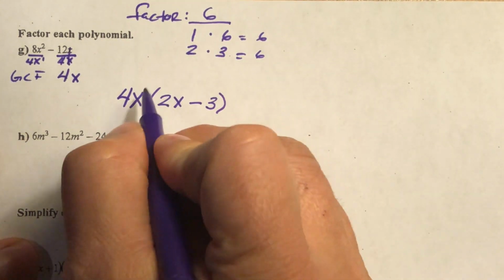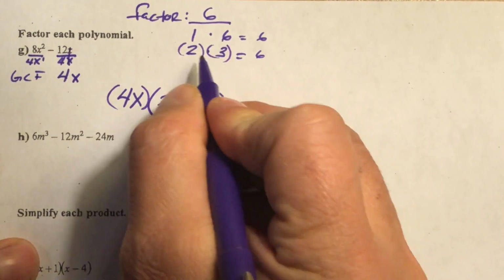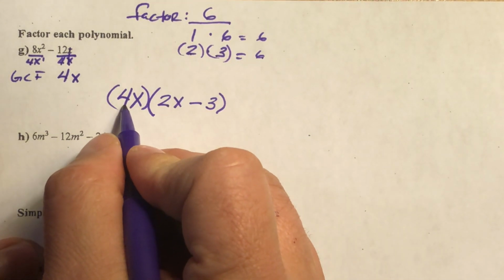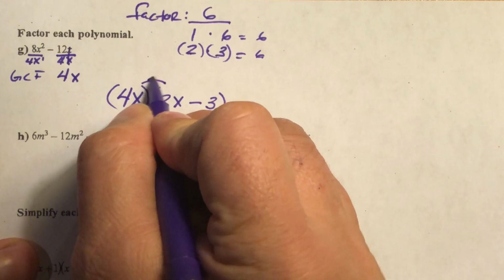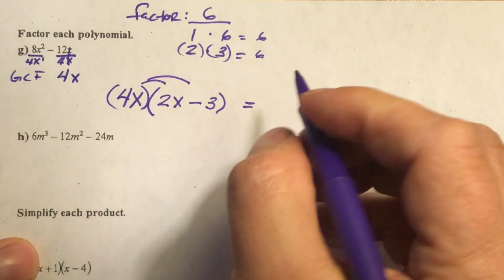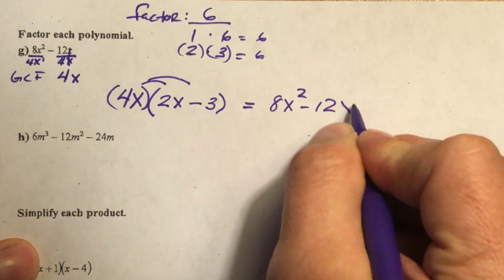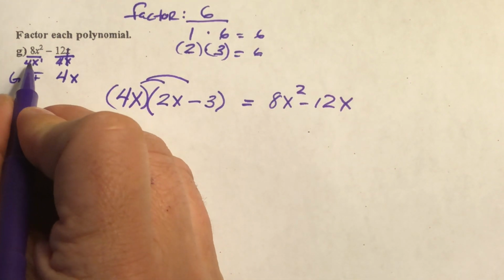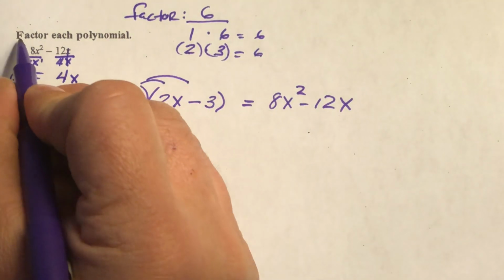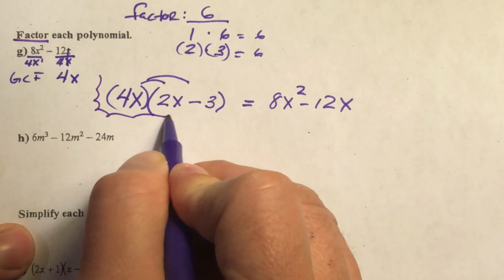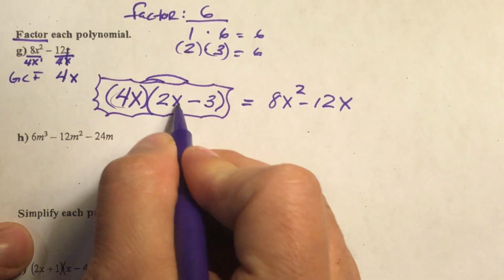Now, the way you want to double check this, this is the same thing as what we did up here. 2 times 3 is 6, 4x times 2x minus 3 is 8x squared minus 12x. So you can redistribute this like we did in the previous page, and you get 8x squared minus 12x, and that matches up with our original polynomial. So if I said factor, this is what we're looking for. Those are the factors. I have 1 factor, 2 factors.